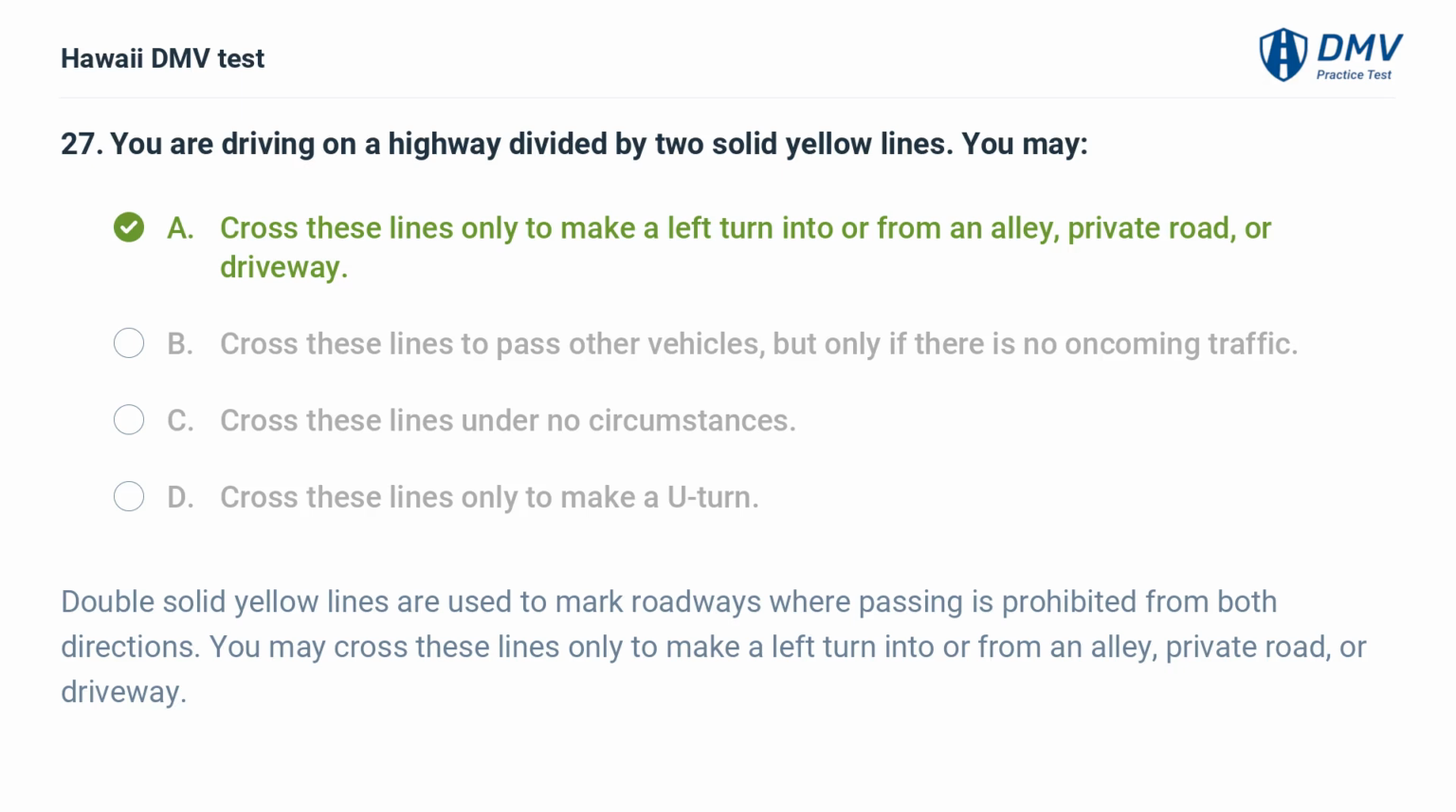Double solid yellow lines are used to mark roadways where passing is prohibited from both directions. You may cross these lines only to make a left turn into or from an alley, private road, or driveway.